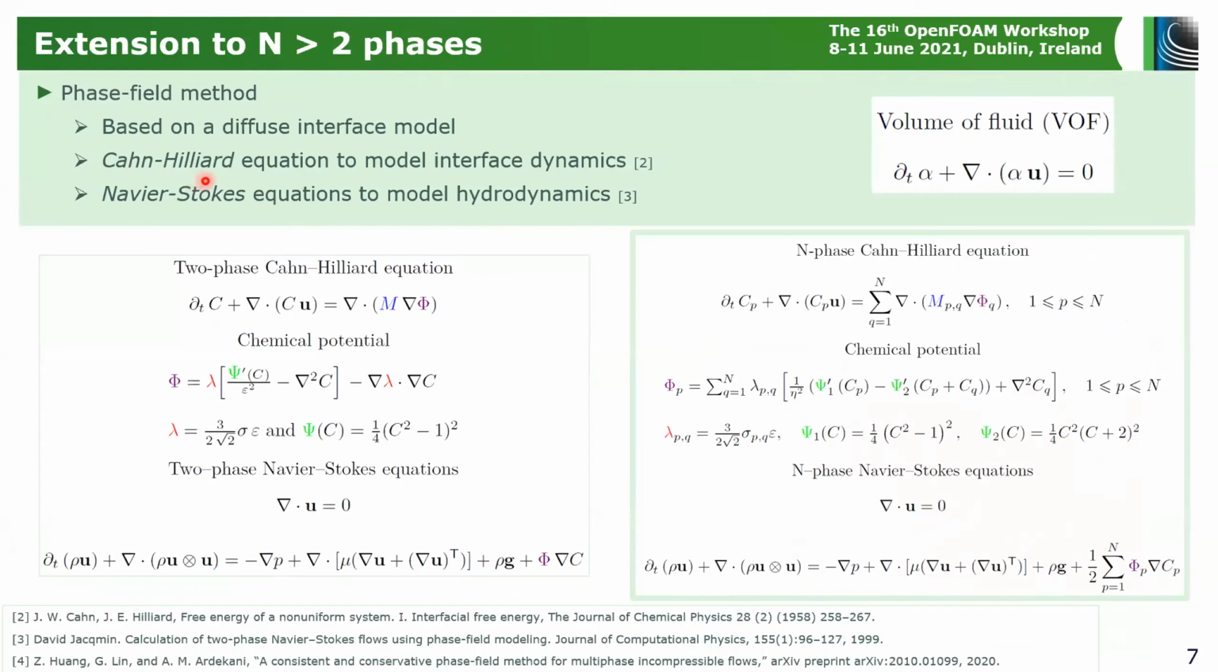As mentioned earlier, we are using the Cahn-Hilliard equation to model interface dynamics, and we are using the Navier-Stokes equations to model the hydrodynamics. On the right-hand side, I have an example of a volume of fluid, the transport equation of the volume of fluid, the transport of alpha. We can see that on the right-hand side of it, we have a zero. But the main difference from the Cahn-Hilliard equation that we are using for interface dynamics is that on the right-hand side, we have a term. This term should be modeled.